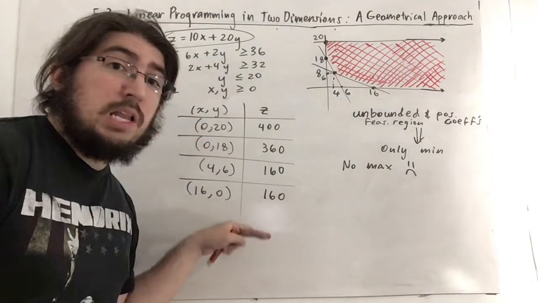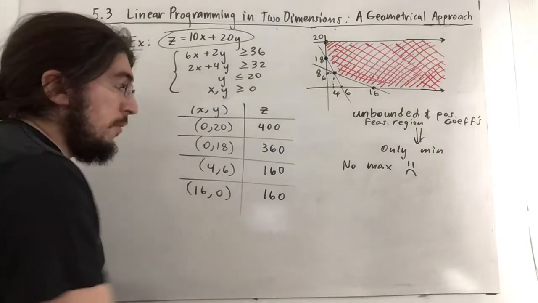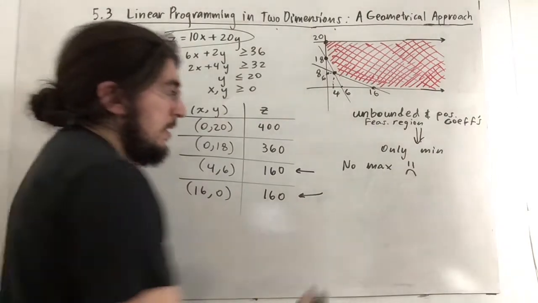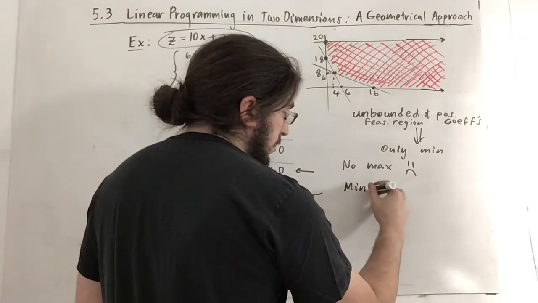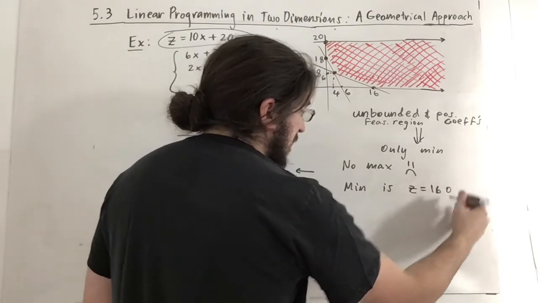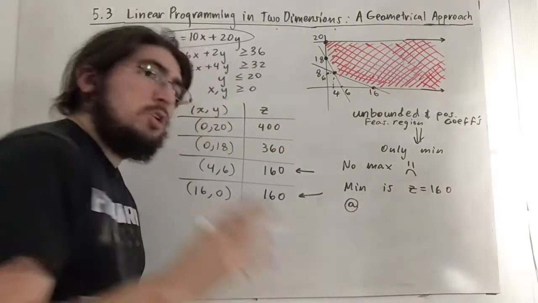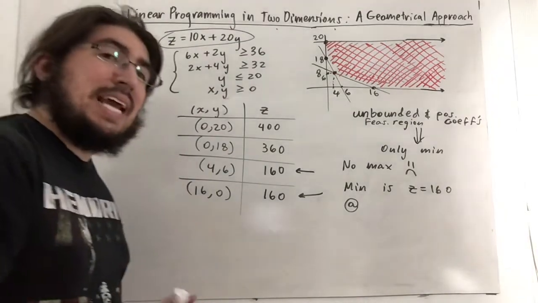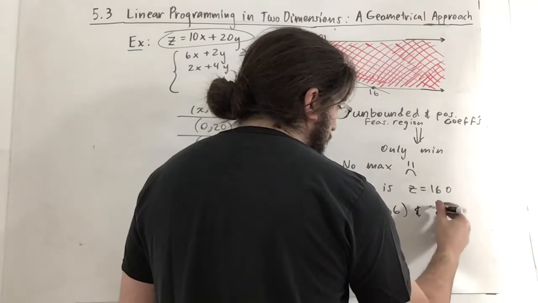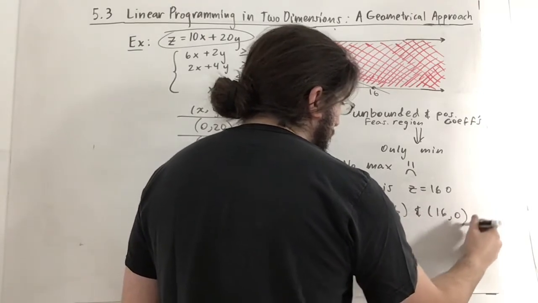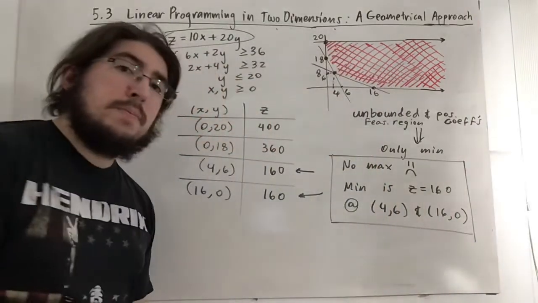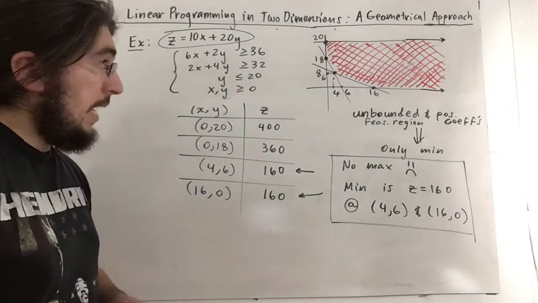And what is the smallest value we have here from plugging in our corner points? It's 160. So we have a tie, which can happen. So our minimum is z equal to 160, and this occurs at 2 different points, 4, 6, and 16, 0. So that's our answer there.